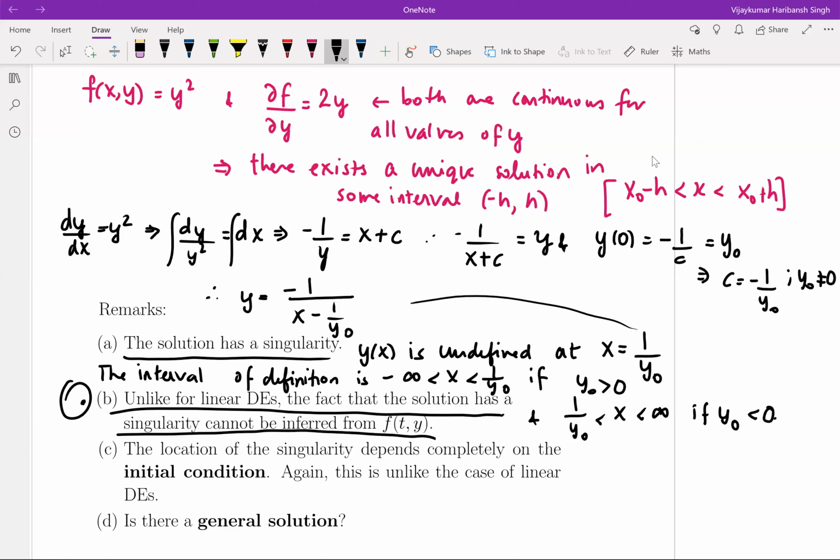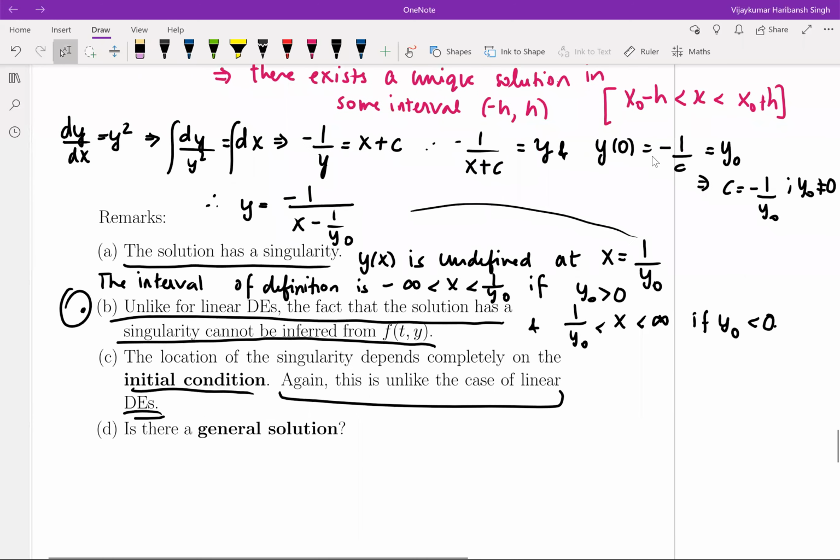Now that's one important part to look at. The location of the singularity depends completely on the initial condition. Again, this is unlike the case of a linear differential equation, where you can find it out right away. So then the question is, is there a general solution to this differential equation? The solution, of course, is given by y of x equals 1 upon x plus c. This looks like a general solution.